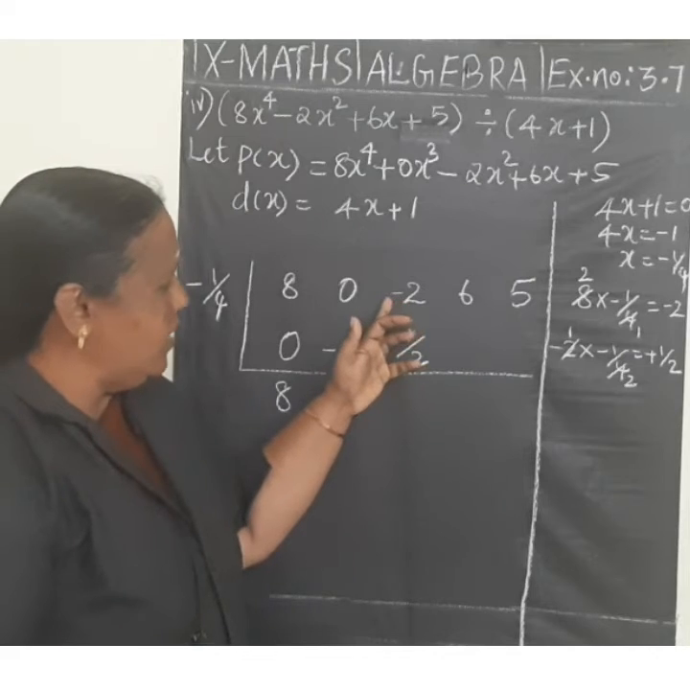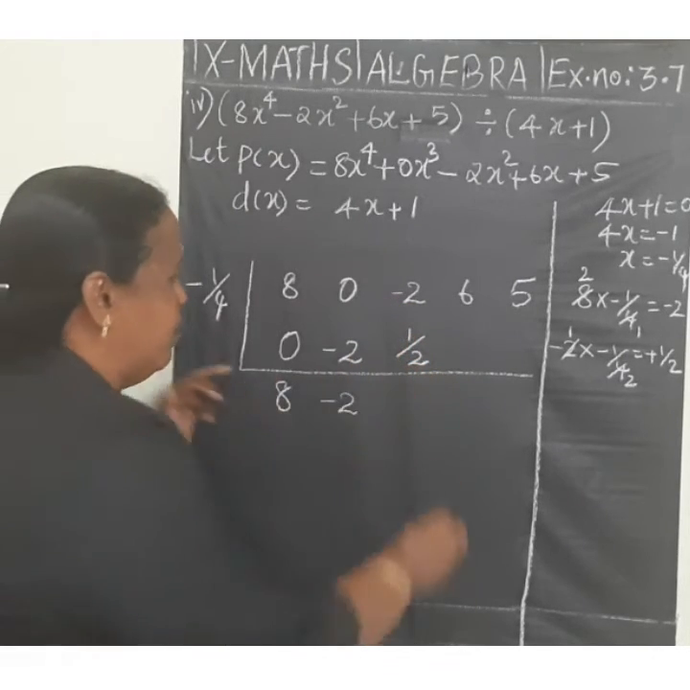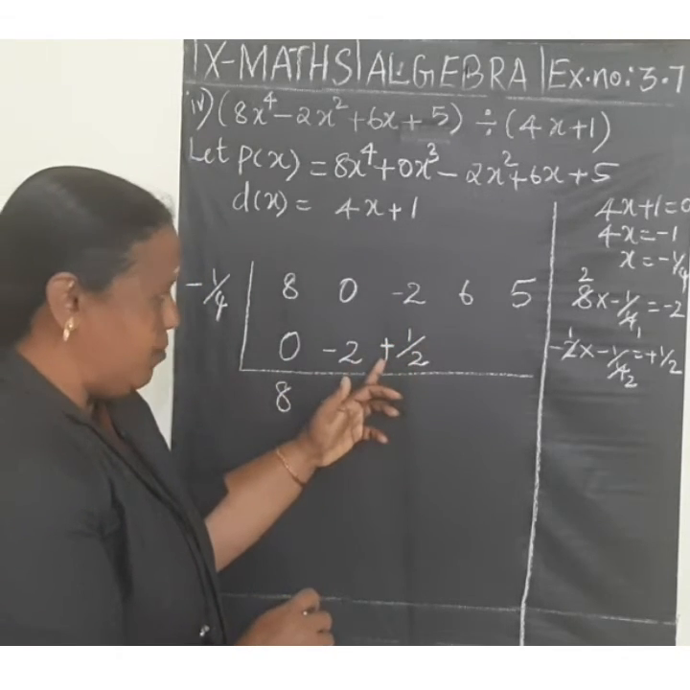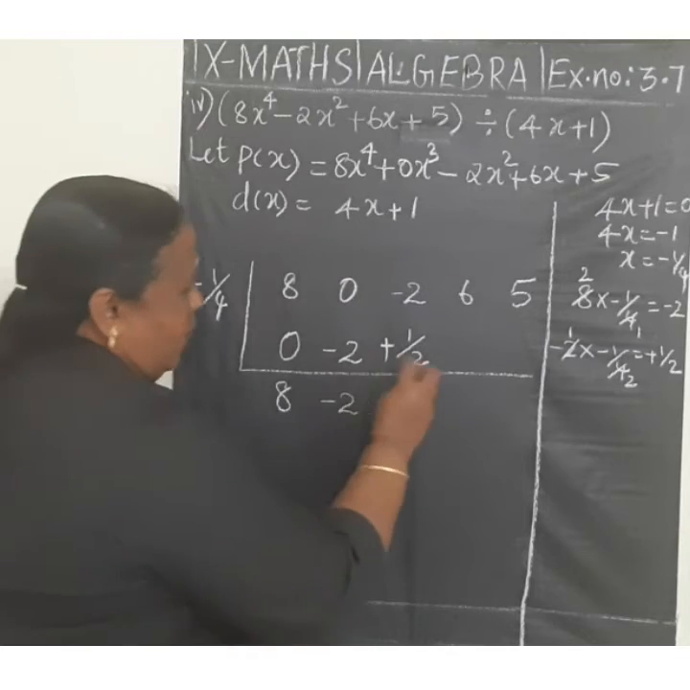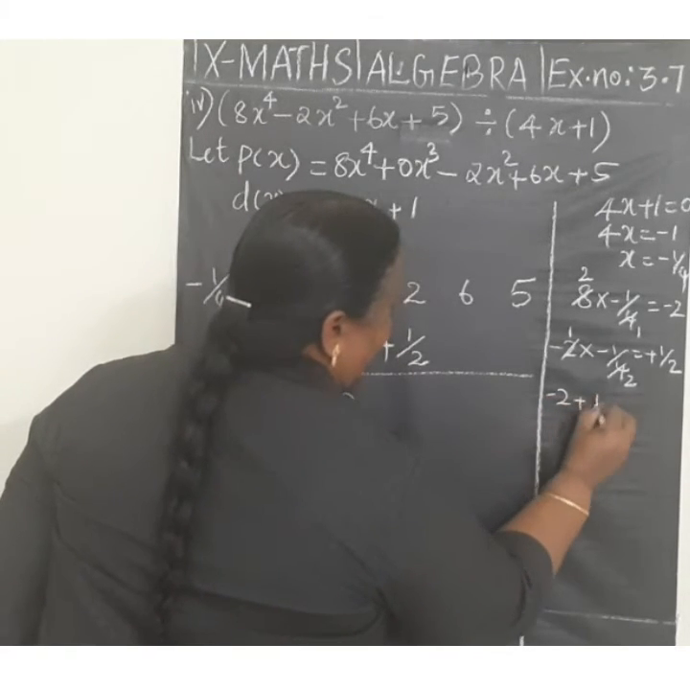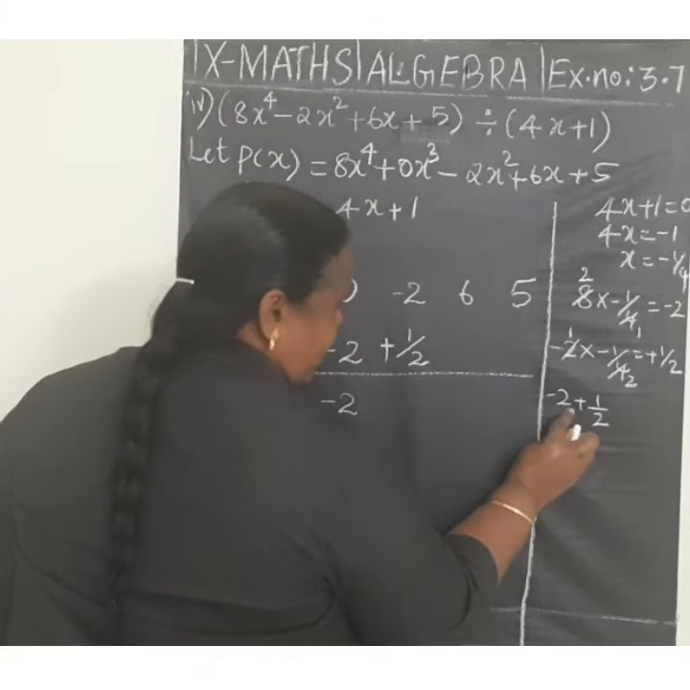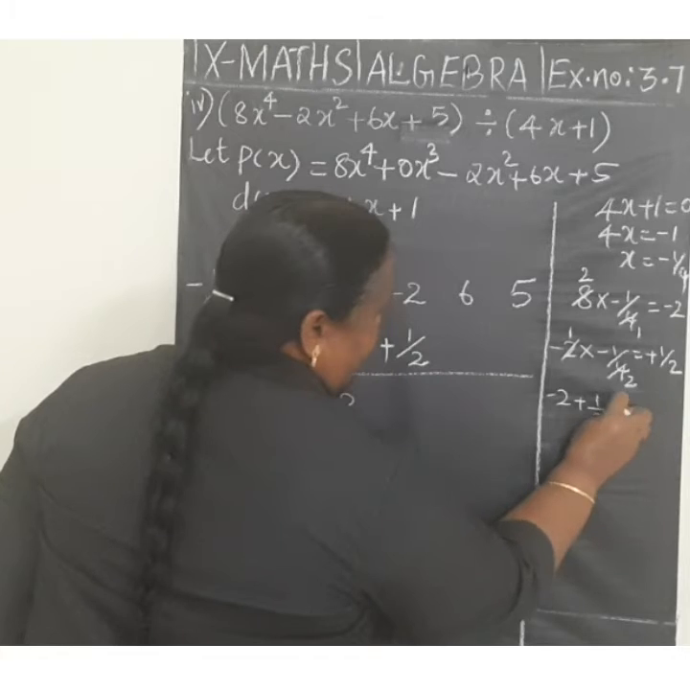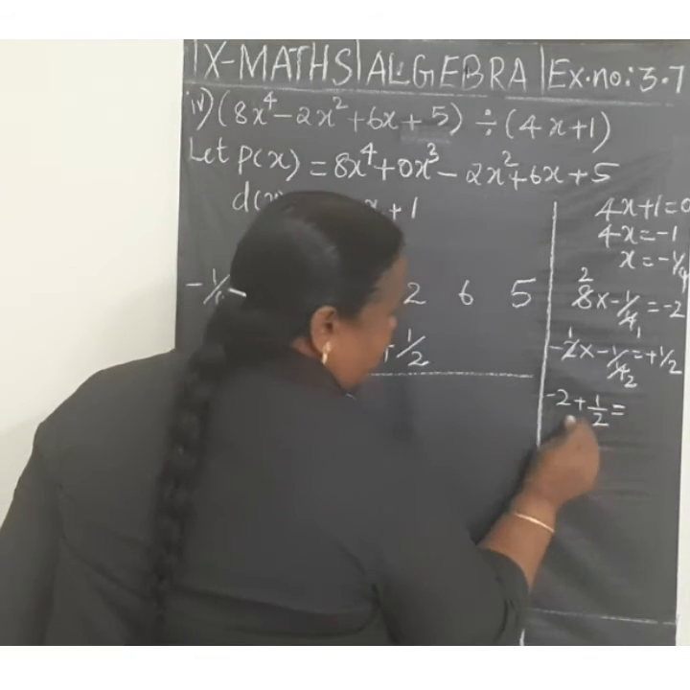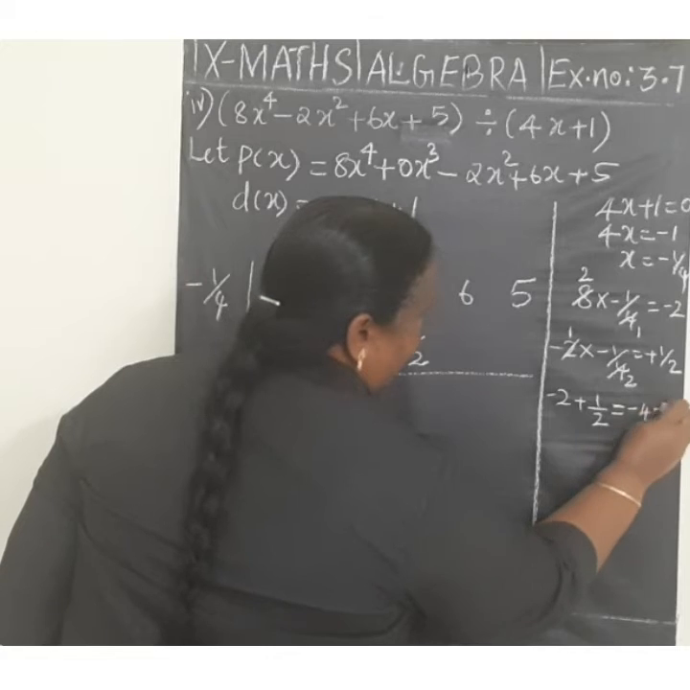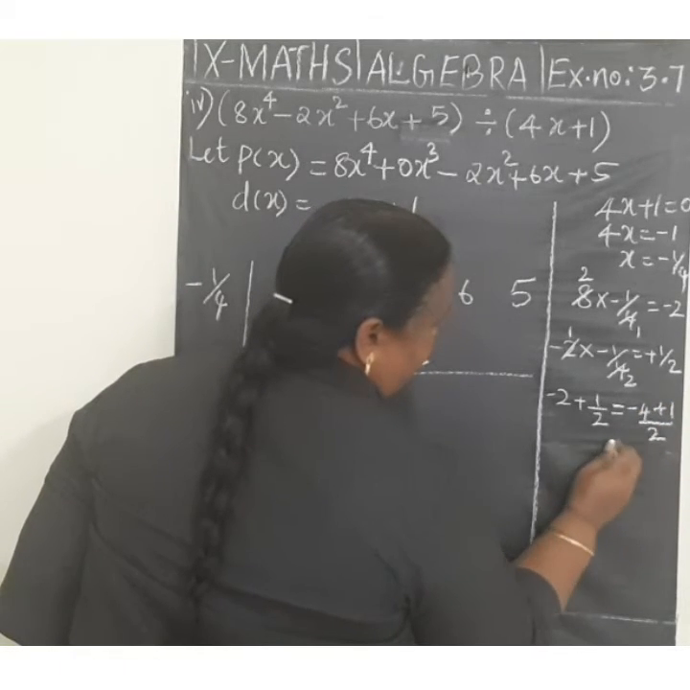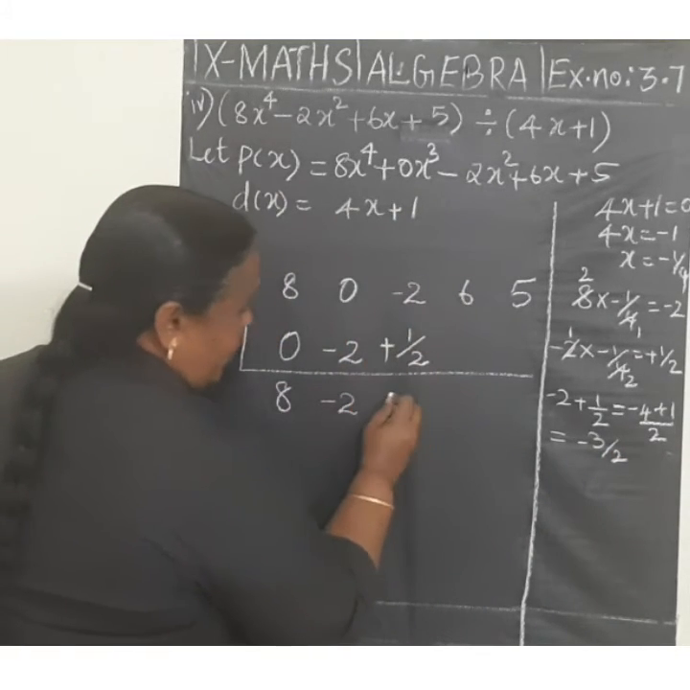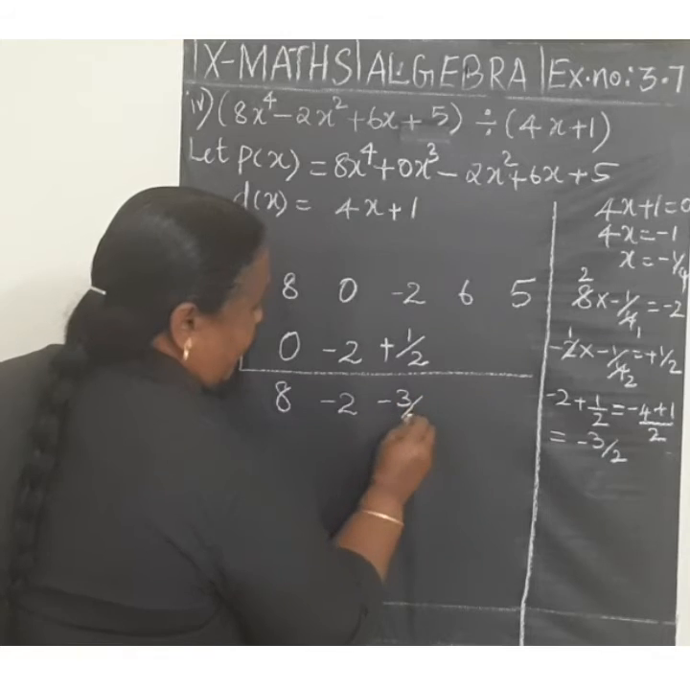Next we have to add minus 2 and plus 1 by 2. One is in minus sign, another is in plus sign, so we have to subtract. So minus 2 plus 1 by 2. Here no denominator is given for the 2, so we consider it as 1. Then we take the LCM, so we multiply this 2 by 2. So 2 2s are 4, minus 4 plus 1 by 2 is equal to minus 3 by 2. So minus 2 plus 1 by 2 is minus 3 by 2.